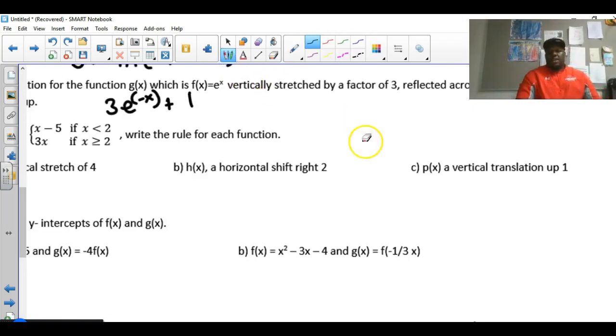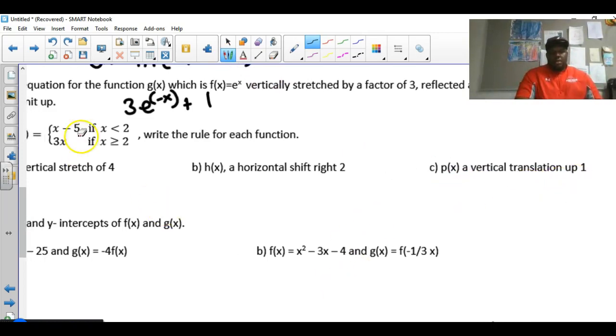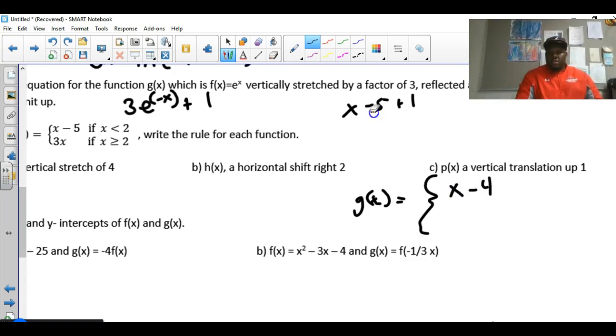Alright, for this next one, guys, we got a vertical translation up. Vertical translation up means I'm going to add 1 to this one. So you have x minus 5 plus 1. That gives you g of x equals x minus 4, because negative 5 plus 1 is negative 4. And right here you get 3x plus 1, because I'm moving up. So it's just 3x plus 1, guys. Notice this is vertical.